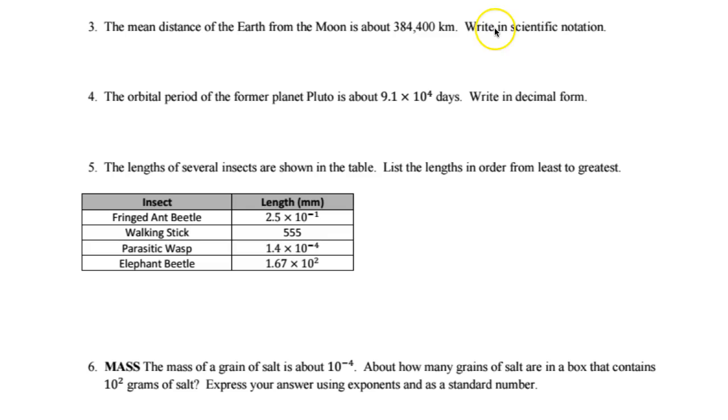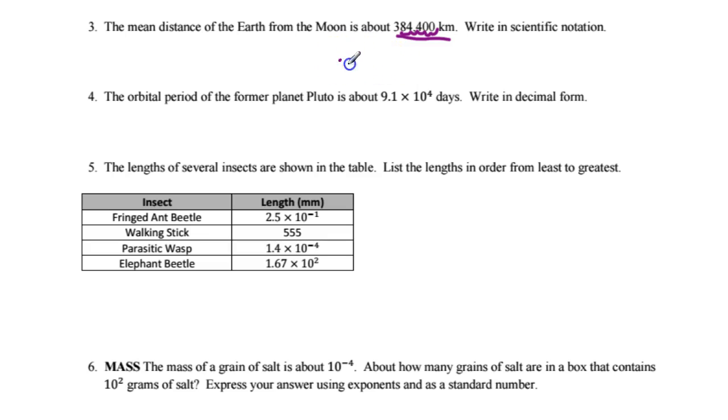384,400 kilometers, write in scientific notation. You know, this is what we did in the other problems, but there's some words there. So we're talking about the mean distance of the Earth to the Moon. We've got this. This is the big number. We want to make it small. So we count, okay. And when we do this, we're going to have a positive exponent because it's a big number.